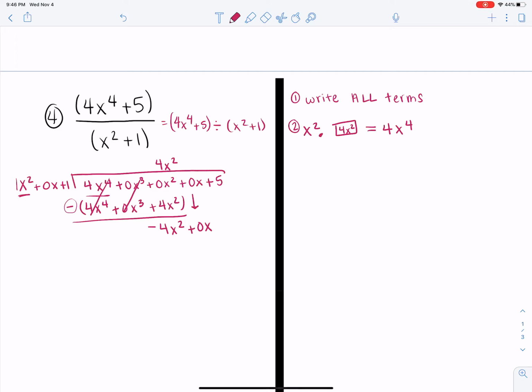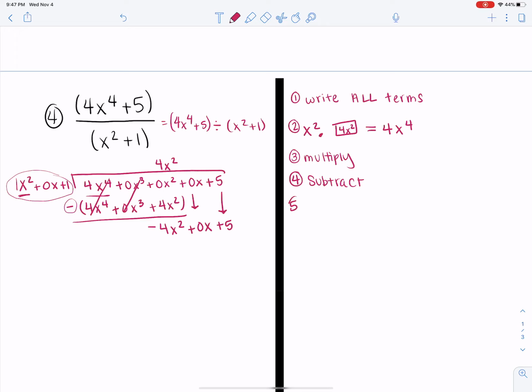Okay, but before I continue, I need to notice that now on the bottom I have a 4x squared plus 0x. That's 2 terms. But on the outside, I have 3 terms. So I'm going to go ahead and bring down the 5 also, because I need to keep the same number of terms on the outside and on the bottom. All right, so step 3 was to multiply. Step 4, we remembered, don't forget you're subtracting.